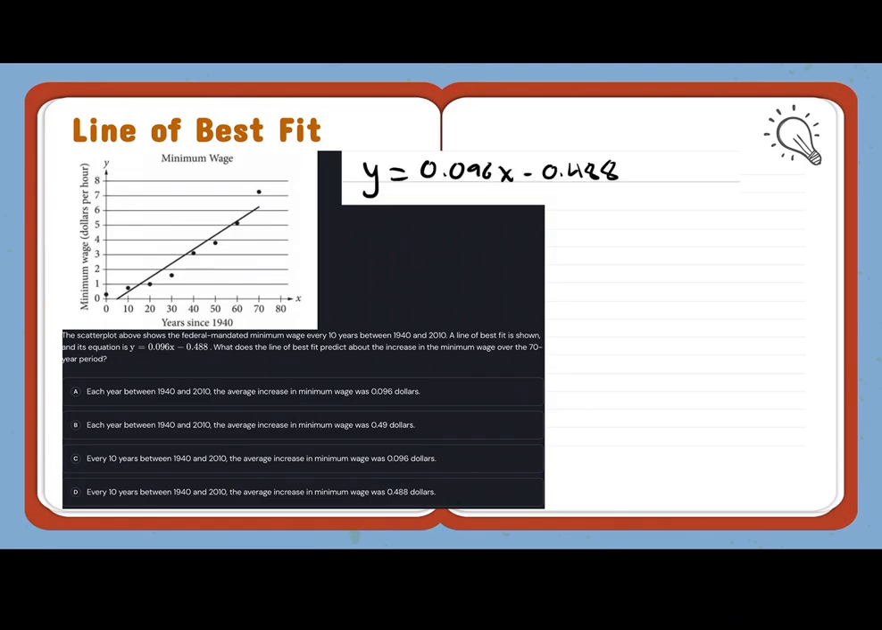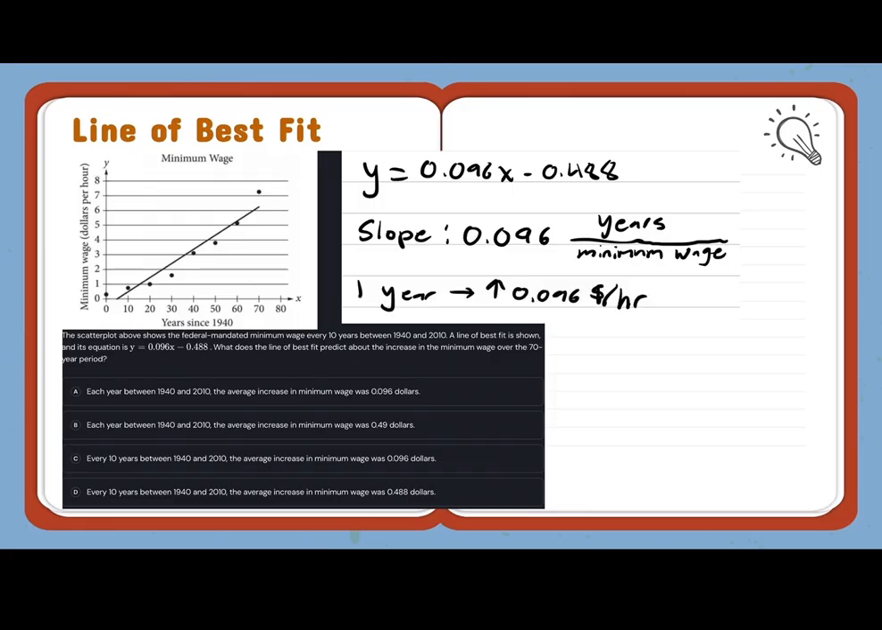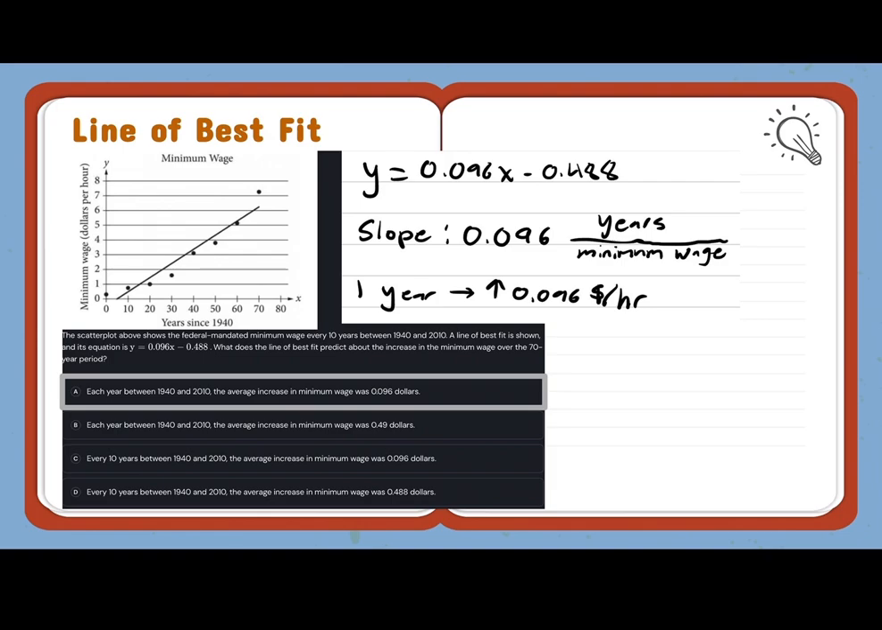Now, again, we have to keep in mind what they give us in units. They give us the slope as 0.096 dollars per hour of minimum wage per year, meaning we're working with minimum wage, and that slope is the direct amount of money changing per 1 year. Meaning after 1 year, we'll increase $0.096 per hour. So, self-explanatory. That means each year between this time period, the average increase in minimum wage is $0.096, the slope.